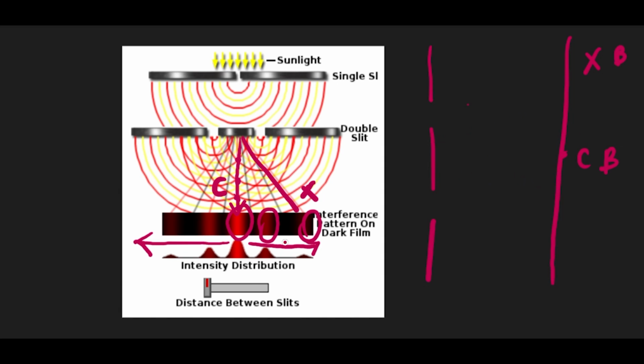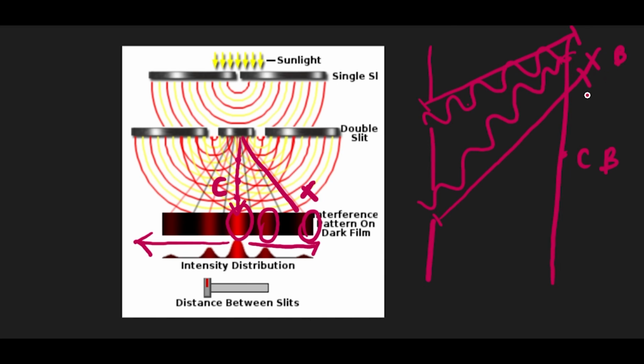But if you move away from the central maxima, the wave train that is coming from slit number 1 and the wave train that is coming from slit number 2 right here have some difference between the length of the path they have traveled to reach there. This difference causes a path difference. If the path difference is usually an integer multiple of lambda, you get bright fringes right here.